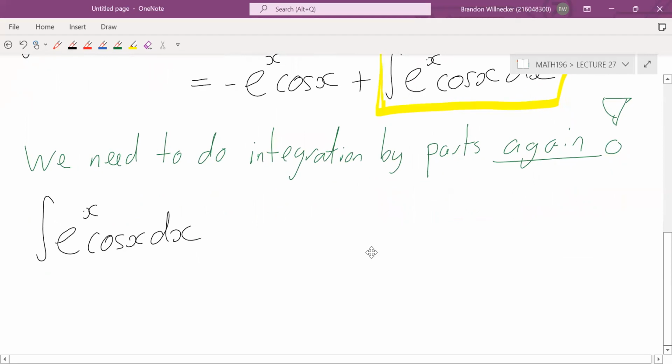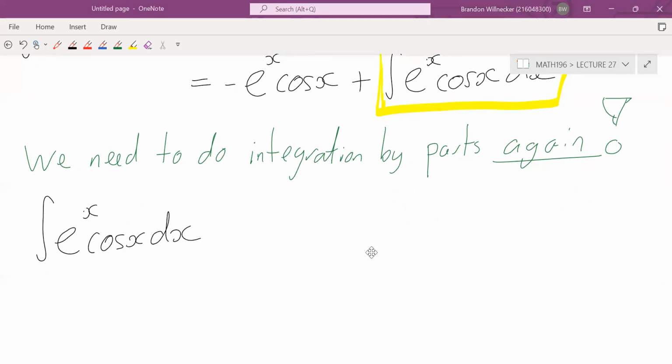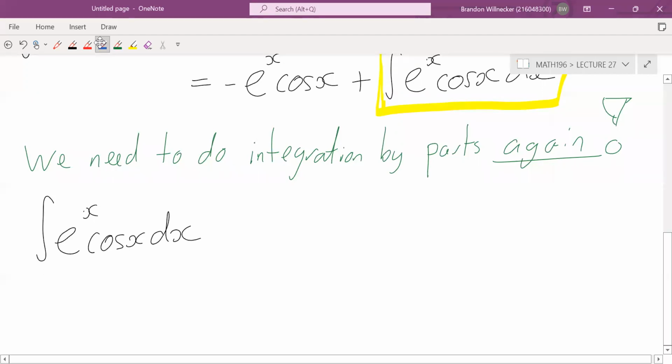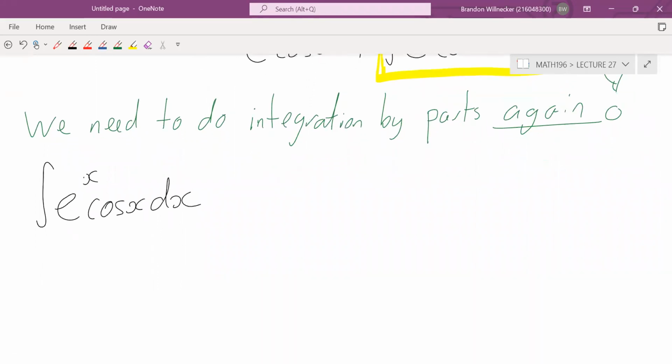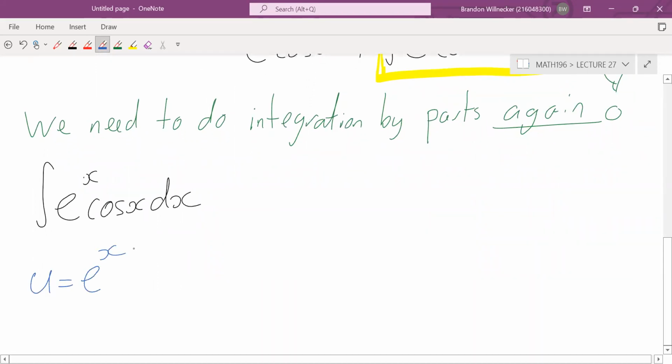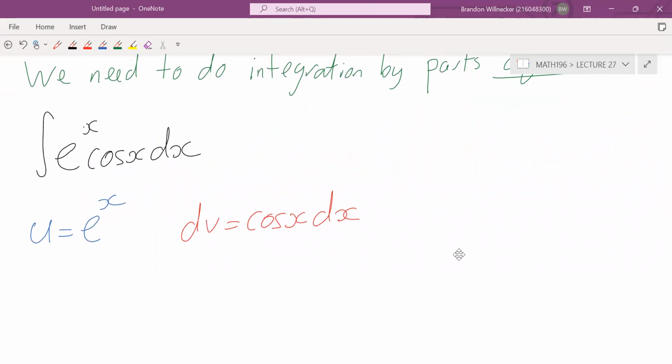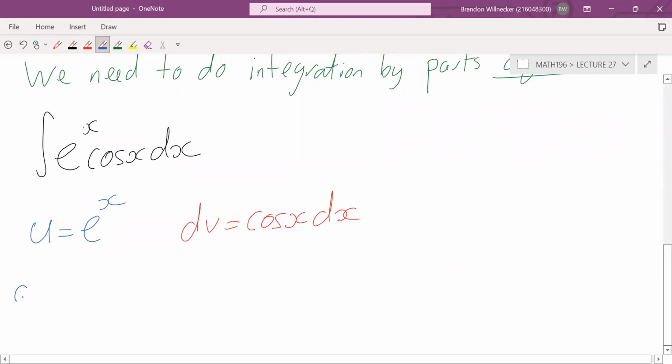Same as before, we need to let u be something and dv be the other something. It doesn't matter which way we do it, because either way we're going to get the same thing. So let's say u is equal to e to the x, and dv is equal to cos x dx. Same as always, we differentiate u and integrate dv. So du is going to be e to the x dx, and integrating, v is going to be sine x.